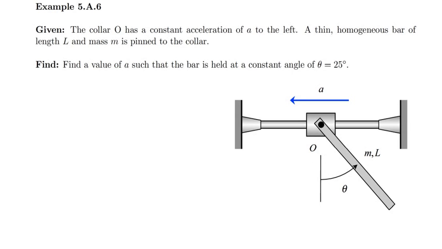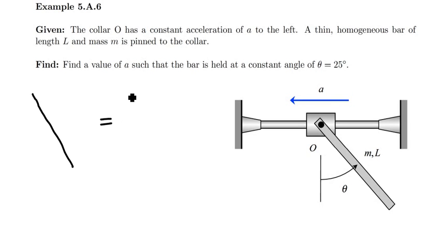Alright, so in this example we have a collar O, which has a constant acceleration of a to the left, and a thin homogeneous bar of length L and mass m, which is pinned to the collar. We're asked to find in this problem a value for a such that the bar is held constant at an angle of theta.